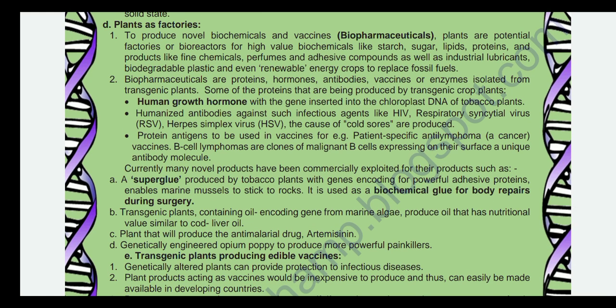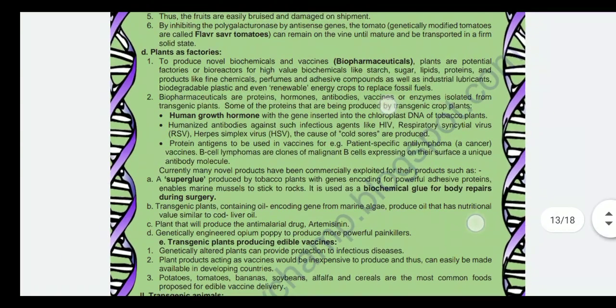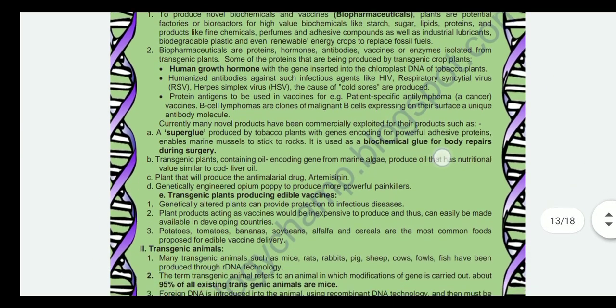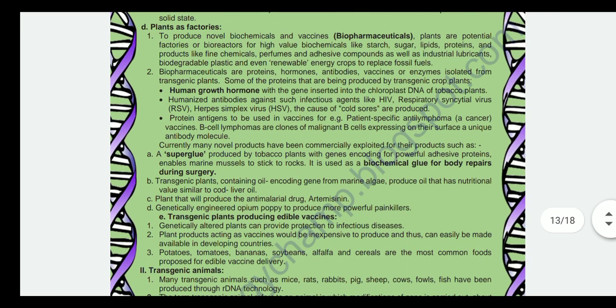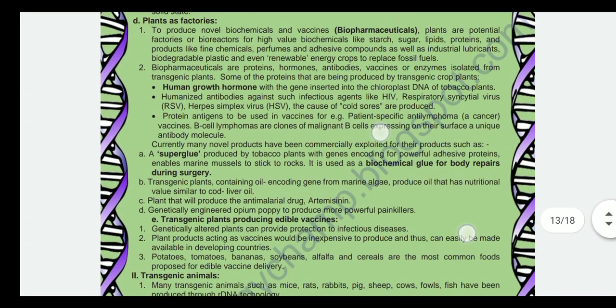Plants as factories to produce novel biochemicals and vaccines. Biopharmaceutical plants are potential factories, bioreactors where the reactions can be taken. There the high value biochemicals like starch, sugar, lipid, protein, and products like chemicals, perfumes, adhesive compounds, as well as industrial lubricants can be found. Biopharmaceuticals, which are proteins, meaning medicines, hormones, antibiotics, vaccines, enzymes, are isolated from transgenic plants.